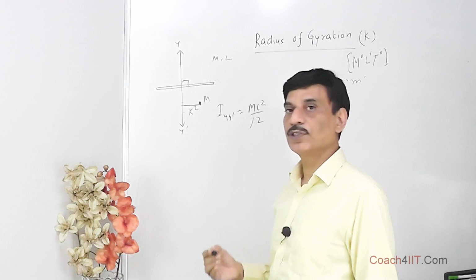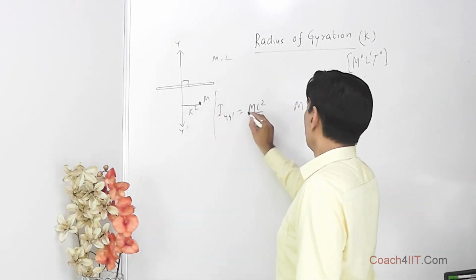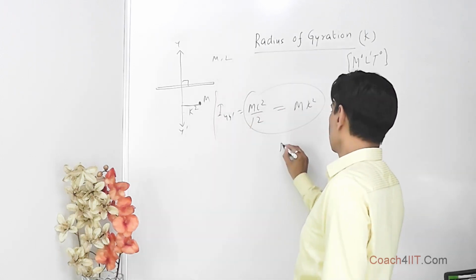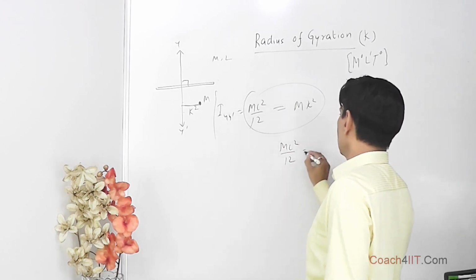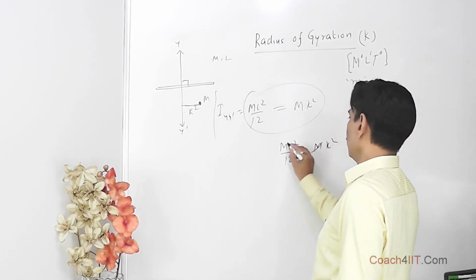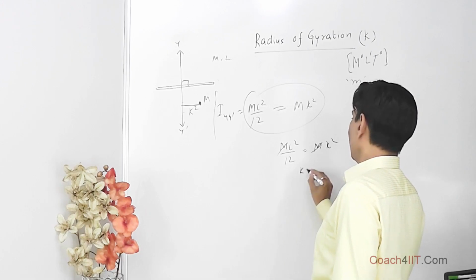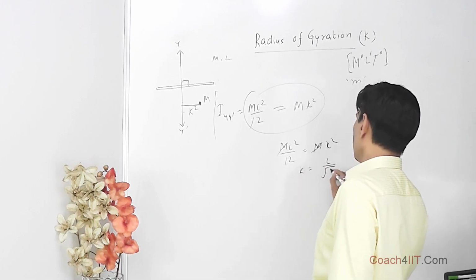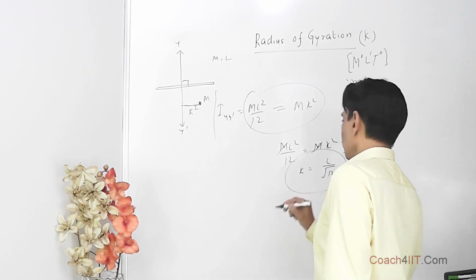So by the very definition of radius of gyration, this moment of inertia should be equal to this. That is, ml square by 12 is equal to mk square, m and m get cancelled. So k comes out to be L by root 12 meter. This is going to be the answer.